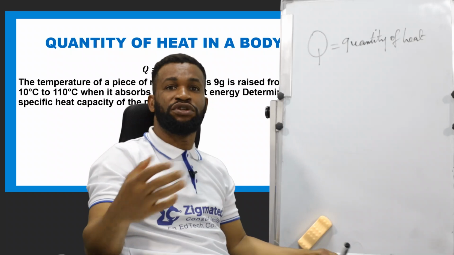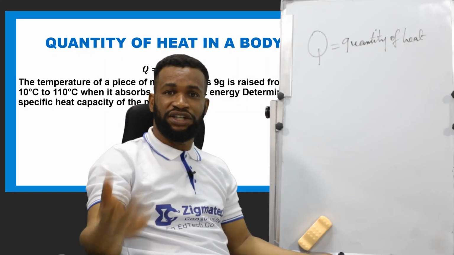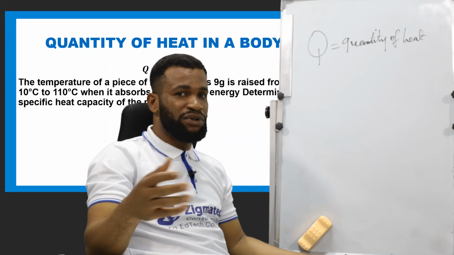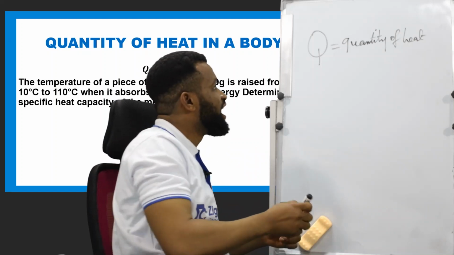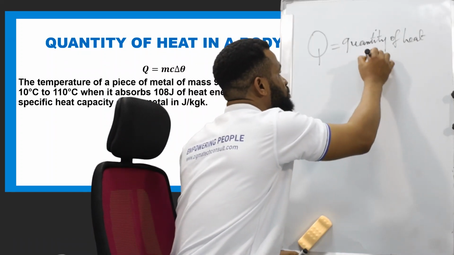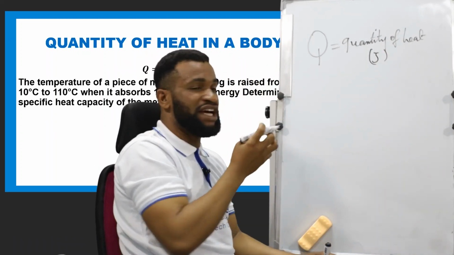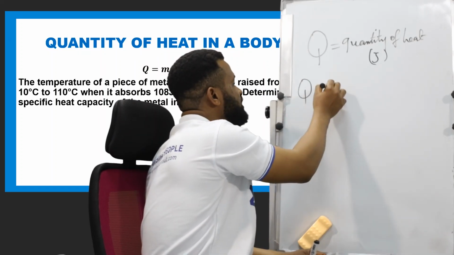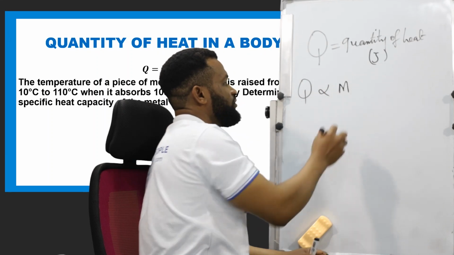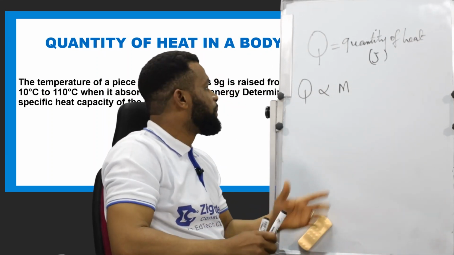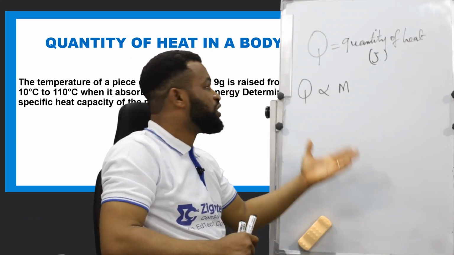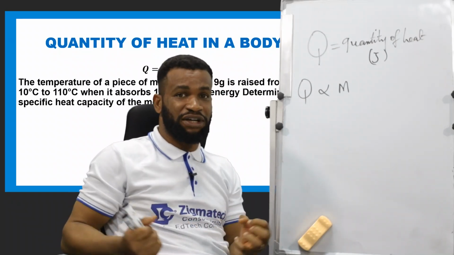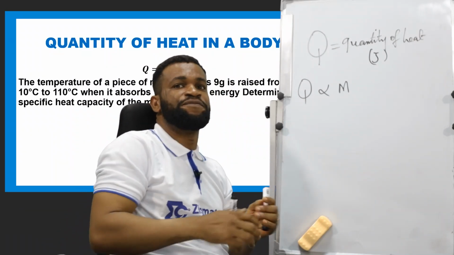Now remember, we have quantity of electricity and other quantities, but this one is quantity of heat, and it is measured in joule. Every energy is measured in joule. Now we said that this quantity of heat increases with the mass of the body. That means the more the mass of a body, the more quantity of heat the body can retain or take.